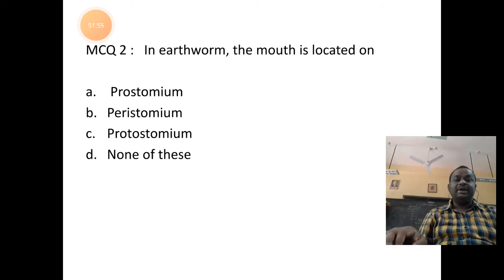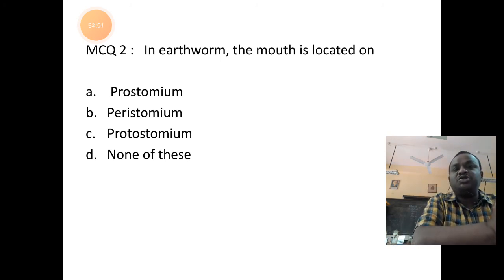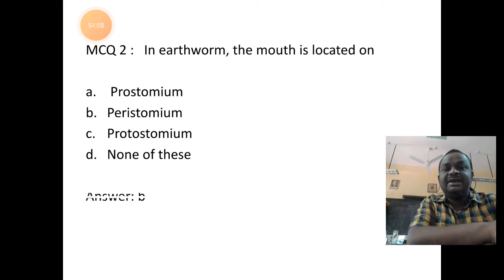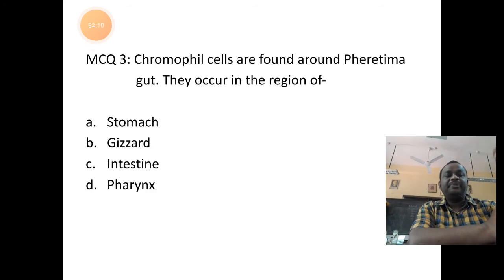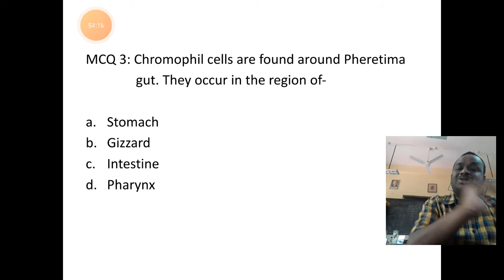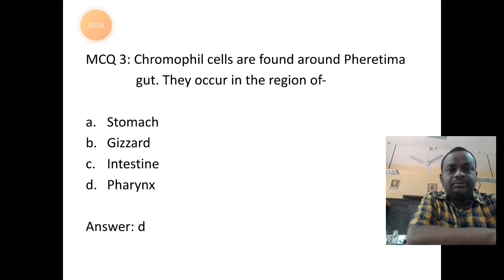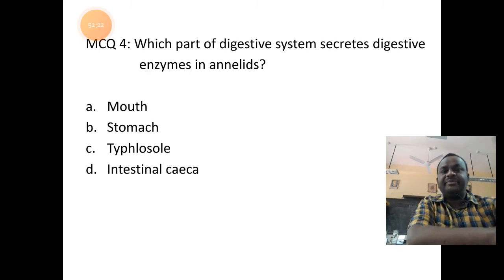Question 2. In earthworm, mouth is located on which of these particular segments? Prostomium, peristomium, protostomium, none of these. It is present on the first segment called peristomium. So, answer is B. Question 3. Chromophil cells are found around pharyngeal gut of which of the regions? So, it is D, pharynx, salivary gland cells.